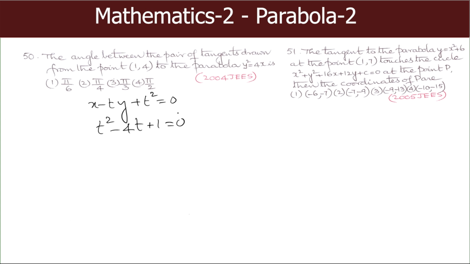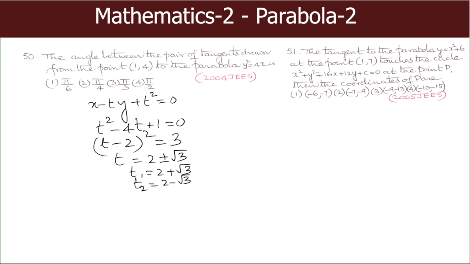Now, what is the angle between them? So, this is t minus 2 whole square is equal to 3, or t is equal to 2 plus or minus root 3. That is, t1 is 2 plus root 3, t2 is 2 minus root 3.